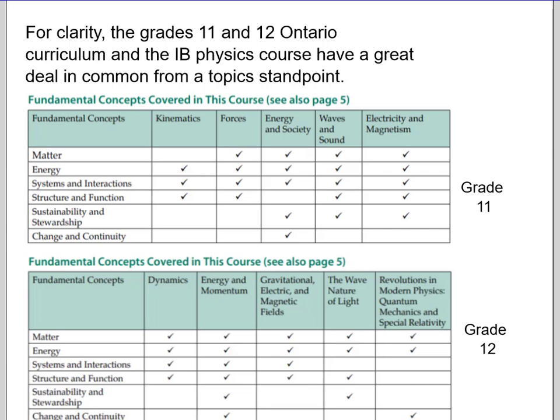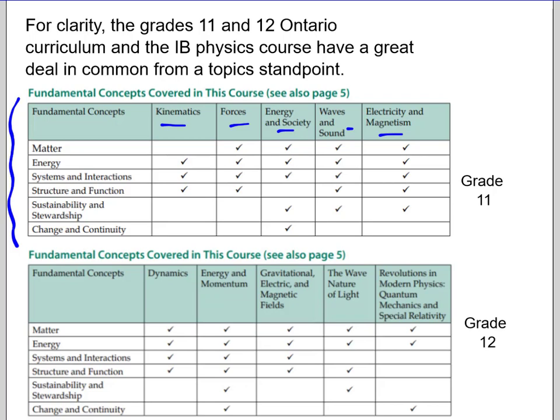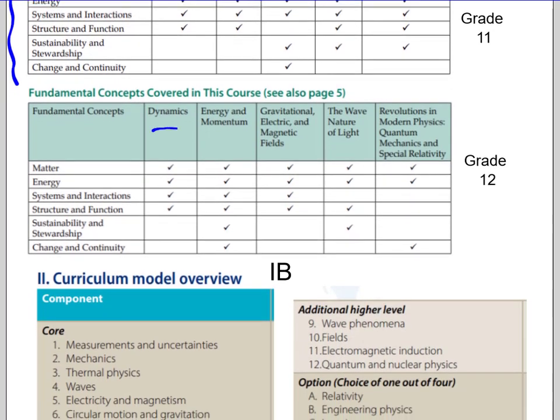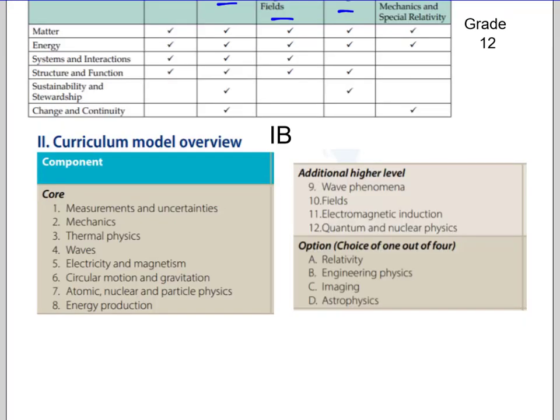If we were going to look at topics from a curiosity standpoint, the Grade 11 Ontario curriculum, this is it right here. We'll see matter, energy, systems and interactions, structure and function, lots of things. Kinematics, forces, energy, waves, electricity. Those are the big five topics we cover in Grade 11. In Grade 12, we move up to dynamics, which is moving things, energy and momentum, fields, both gravitational, electric, and magnetic, the wave nature of light, and maybe we get into some of the higher modern physics, the quantum stuff, special relativity. That's all very time dependent. Just from an interest standpoint, I'll contrast that with the IB curriculum, and you'll notice it's pretty much exactly the same. There's a lot of significant overlap between the IB curriculum and the Ontario curriculum. So we'll cover both at the same time, and hopefully we'll all come out as amazing little physicists.